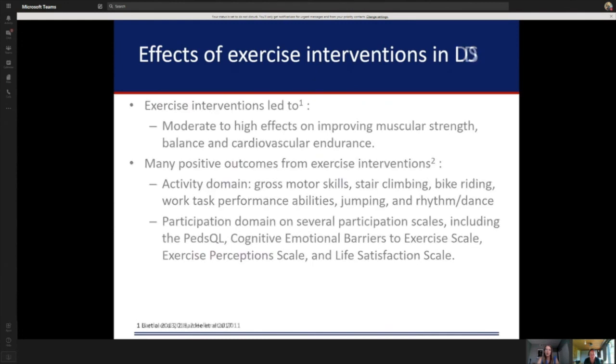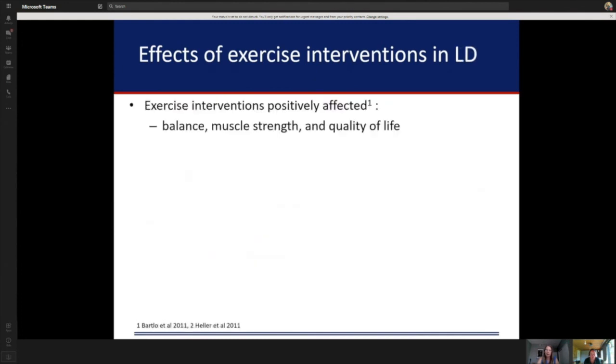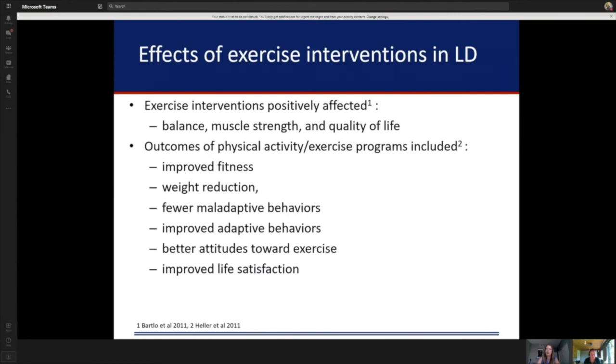For learning disabilities, there are 2 different reviews that provide a lot of information about the type of interventions and how you would set up an intervention like that. But those interventions also positively affected balance, muscle strength, and quality of life. And the second review, of Heller et al., included improved fitness, weight reduction, fewer maladaptive behaviors, improved adaptive behaviors, better attitudes toward exercise, and improved life satisfaction.